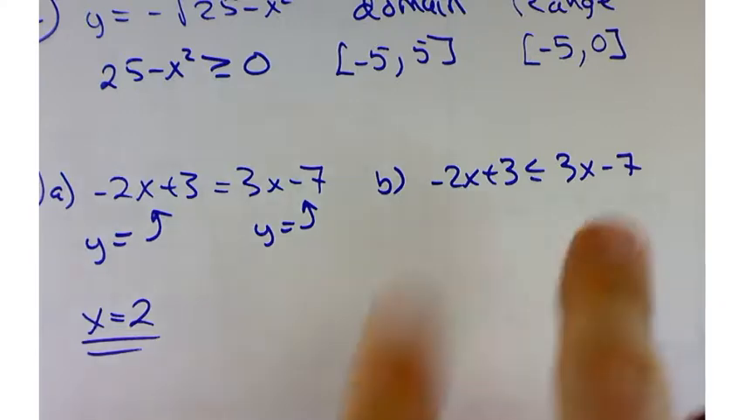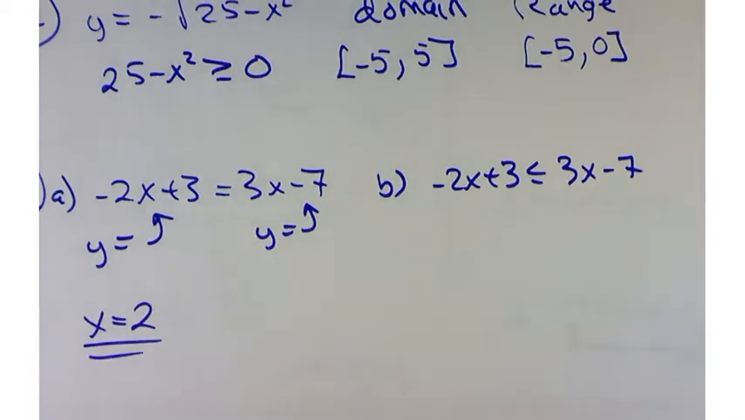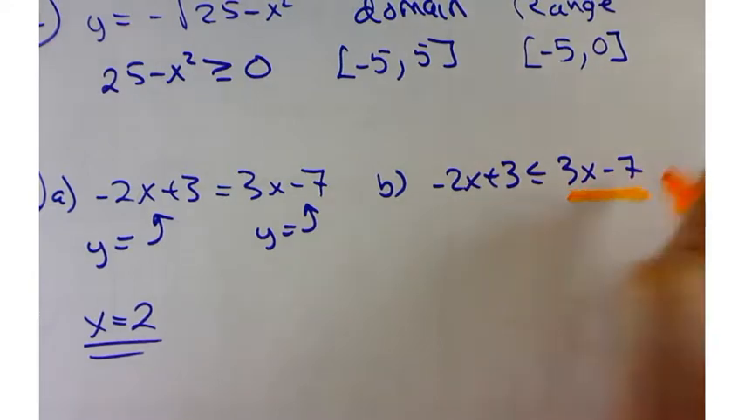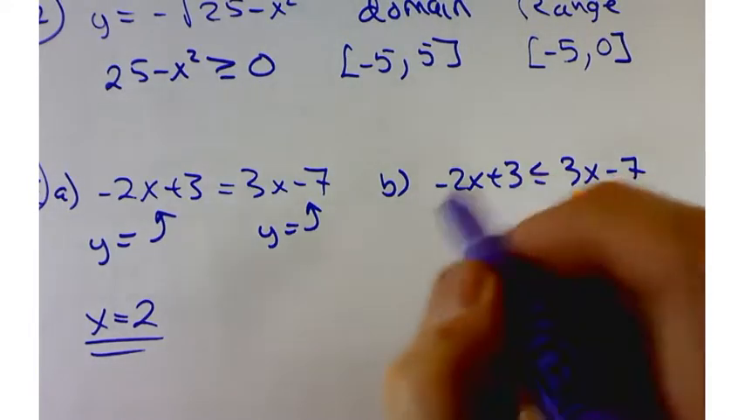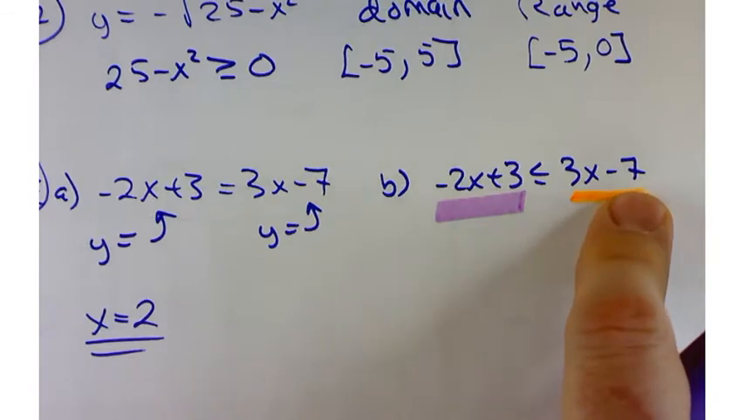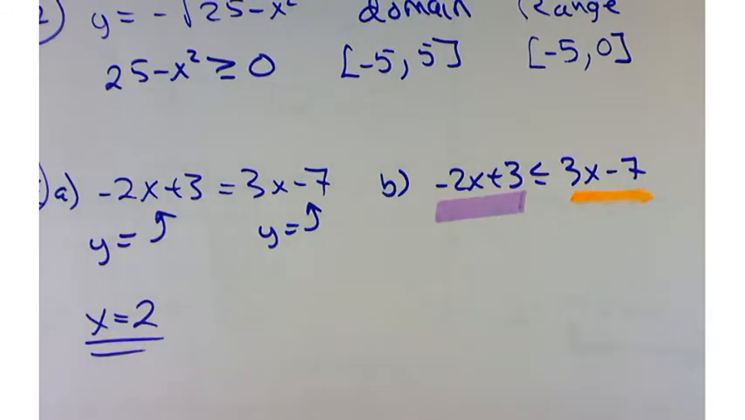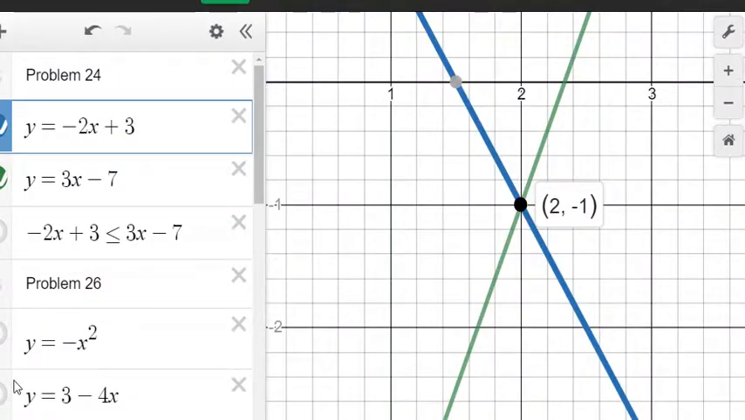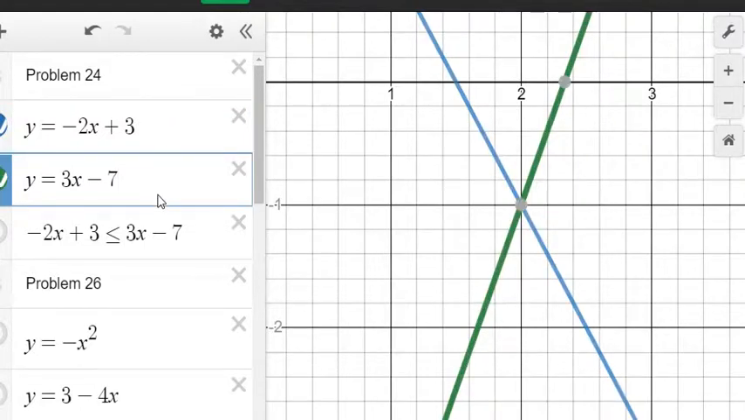Now for this second part, I want to know where this graph is bigger than this graph. So where is this line taller or bigger in the y direction than the other line? So again, let's go back to Desmos. And we can kind of see it here, right? I want the green line to be bigger than the blue line. Is that going to happen to the right of 2 or to the left of 2? To the right of 2.